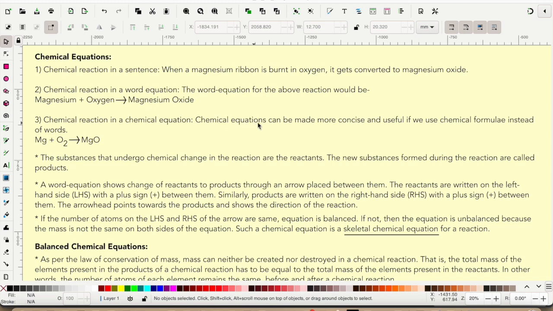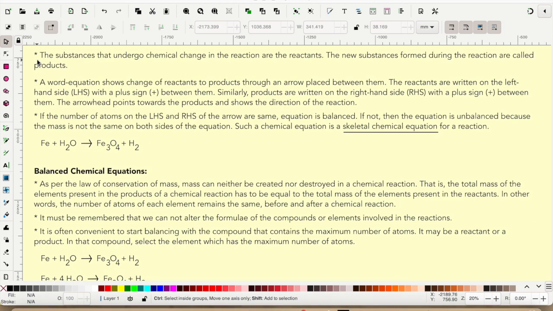Chemical equations can be made more concise and useful if we use chemical formulas instead of words. For example, magnesium is represented by Mg, oxygen by O2, and magnesium oxide by MgO. Now let us talk about the structure of a chemical equation. These are called substances. Substances are elements or compounds that participate in a chemical reaction. The substances that undergo chemical change in the reaction are the reactants. The new substances formed during the reaction are called products.